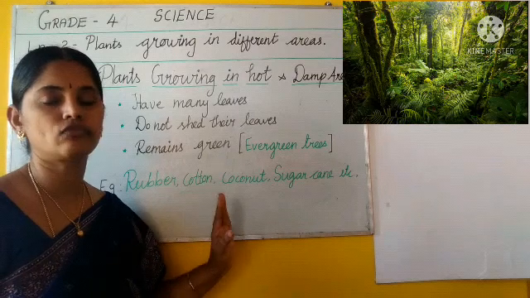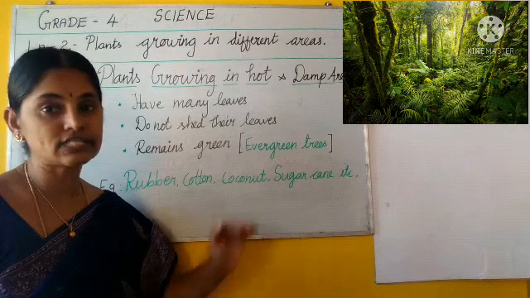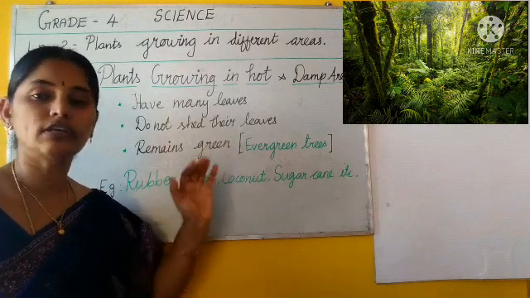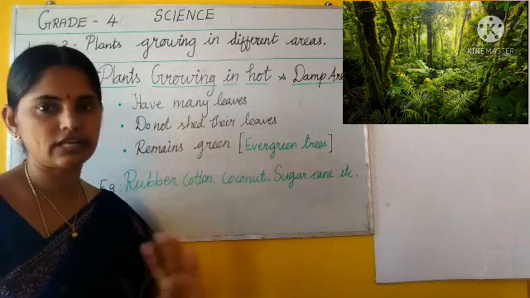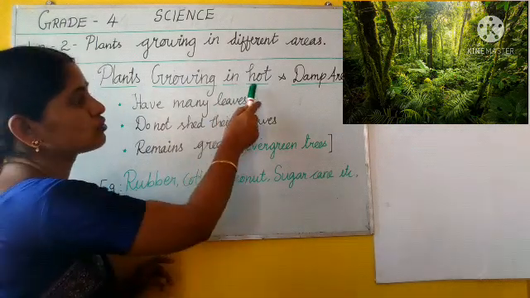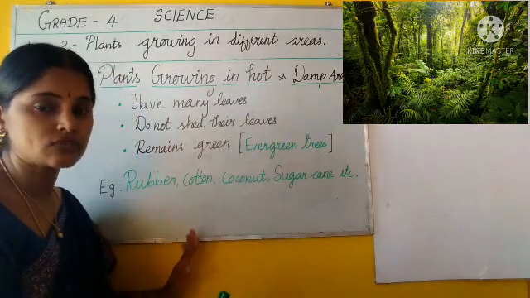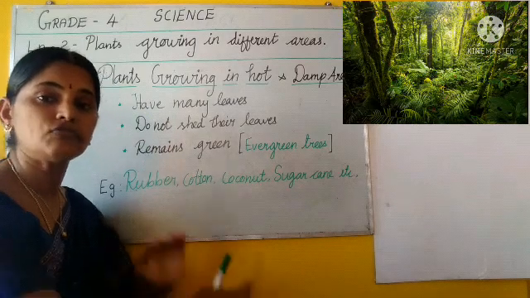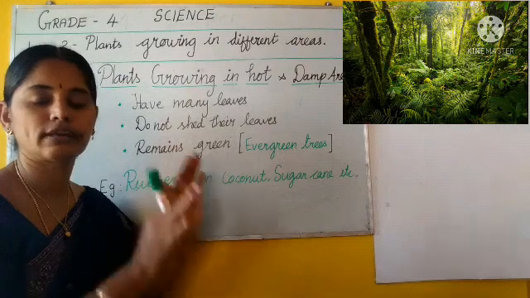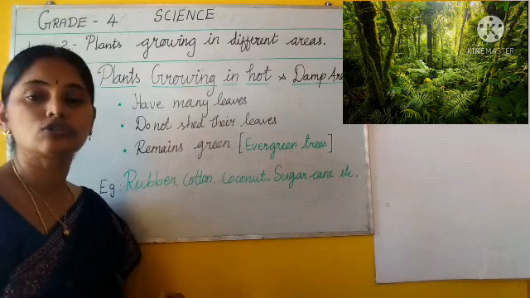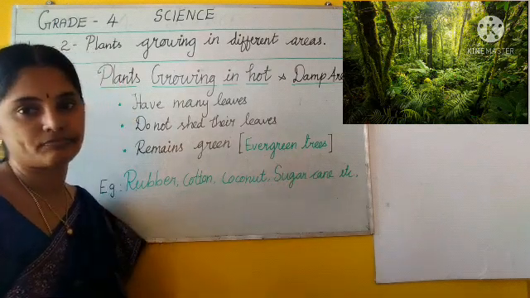Previously in plains, we saw the trees shed their leaves during winter season. Deciduous trees, we said, no? So here, they do not shed their leaves. Okay? The trees which grow in hot and damp region, they do not shed their leaves. So they remain green throughout the year. They remain green throughout the year so they are called evergreen trees.